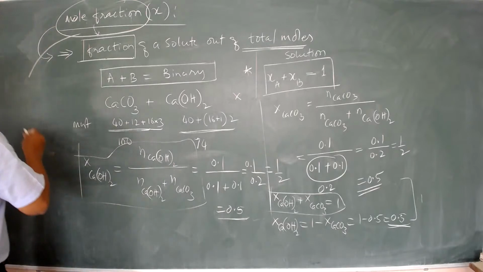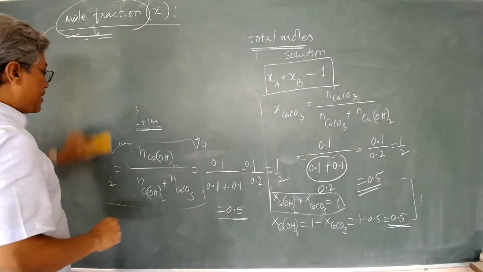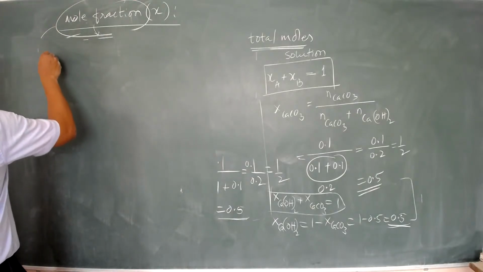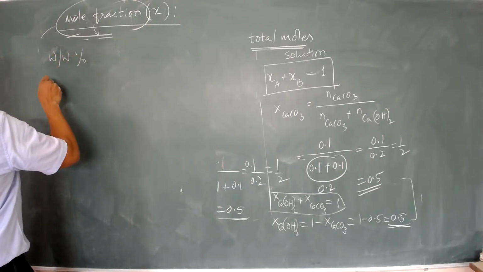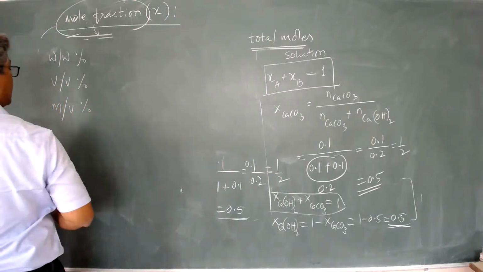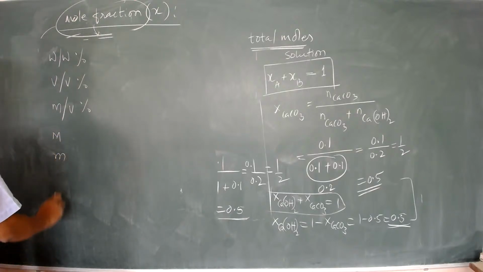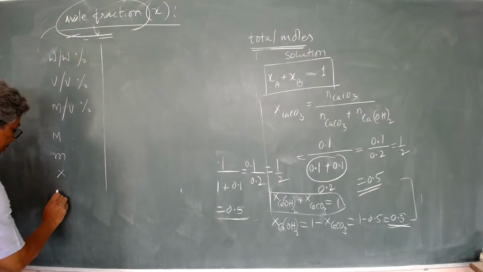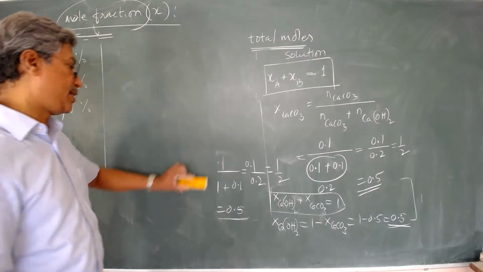So we have discussed how many ways of expressing the strength of the solutions. One is mass percentage, then volume percentage, then mass by volume percentage, then molarity, then mole fraction. Then what is left over? One more thing that is left over is ppm, parts per million. Okay? Let us see that.